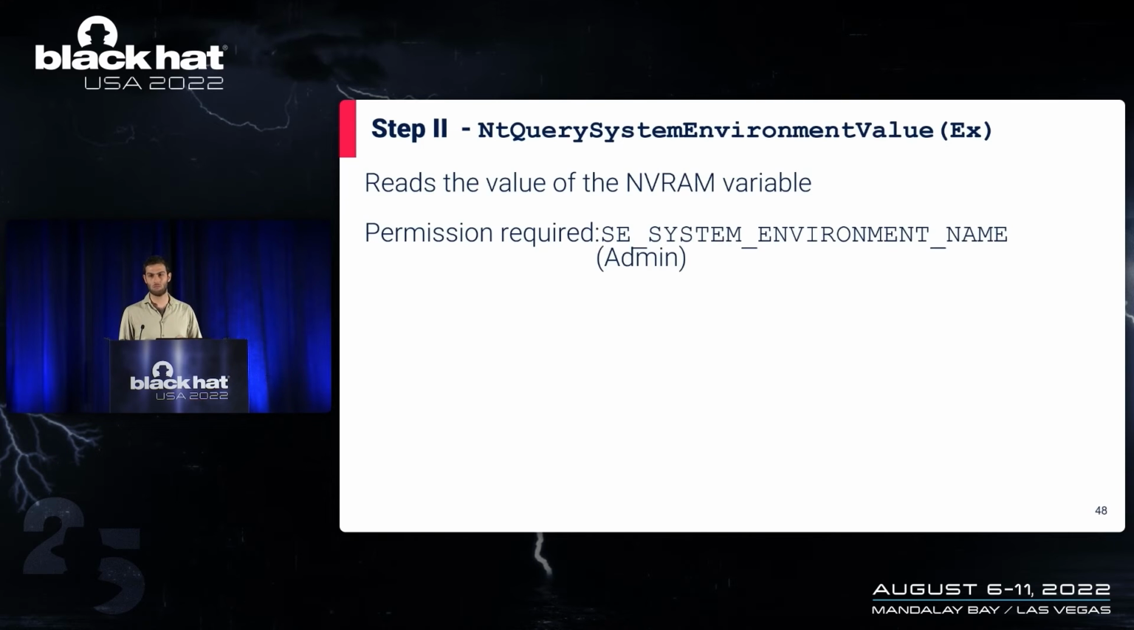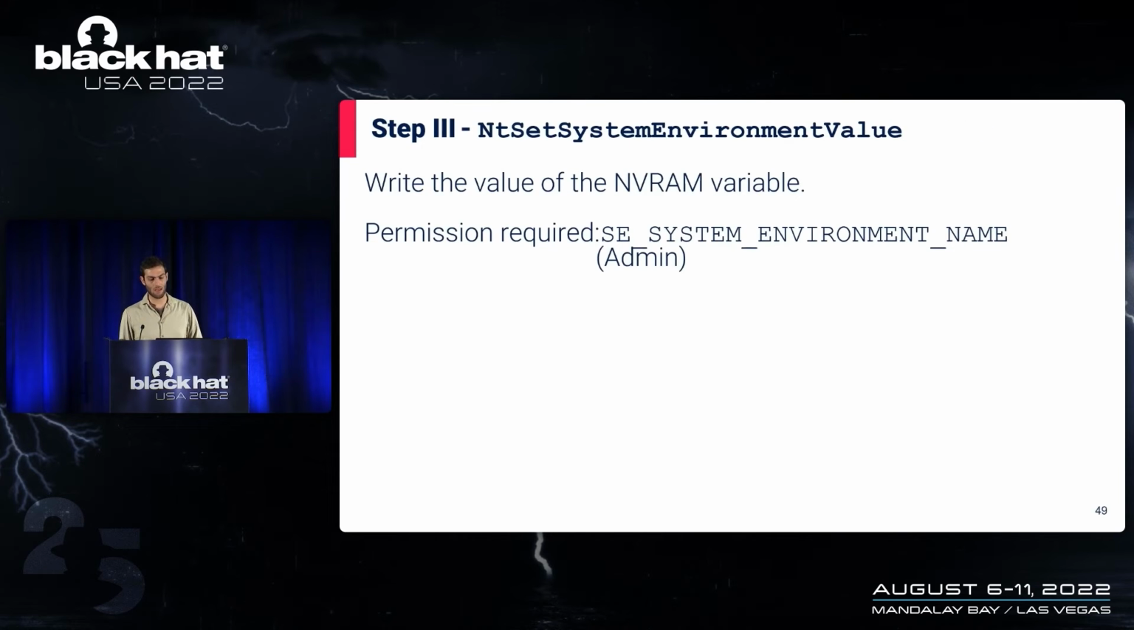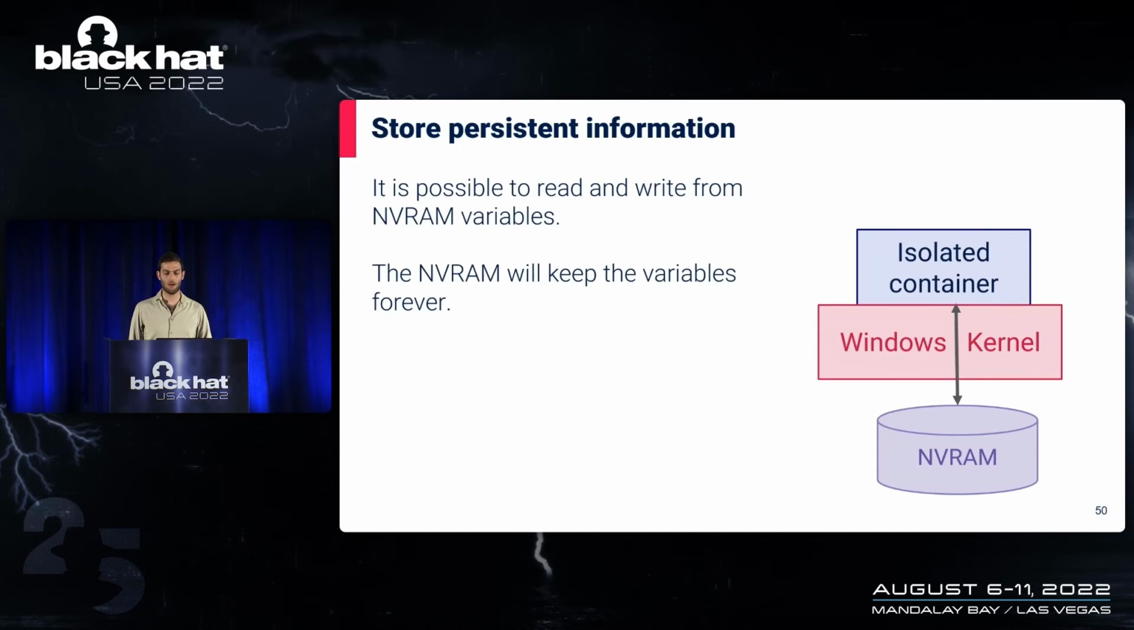We need a specific NVRAM variable that we already know the GUID and the name from before. Microsoft didn't block this syscall from the container as well. And the last capability we need is writing the NVRAM variables. So now we can read, write, and list all the NVRAM variables that are in the host. So let's understand what we can do with it.